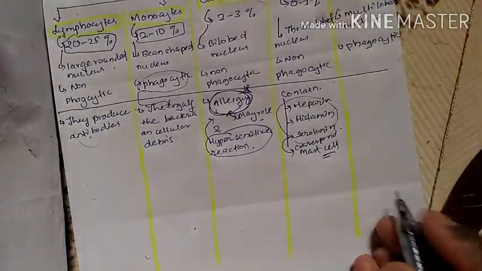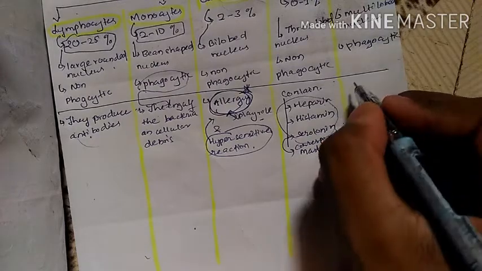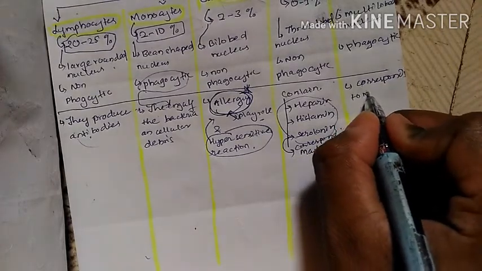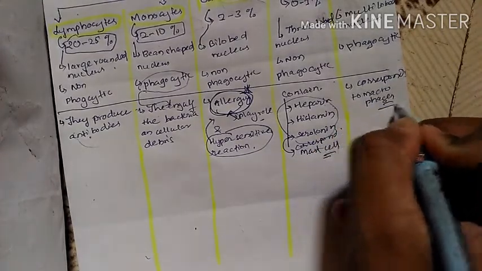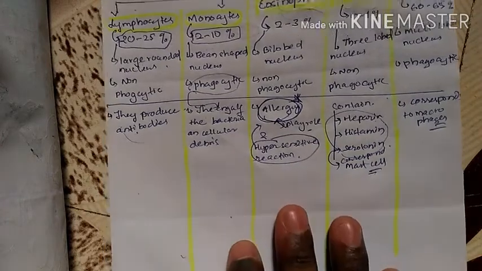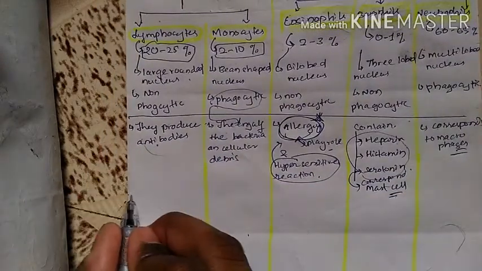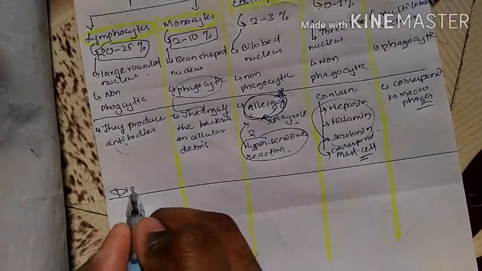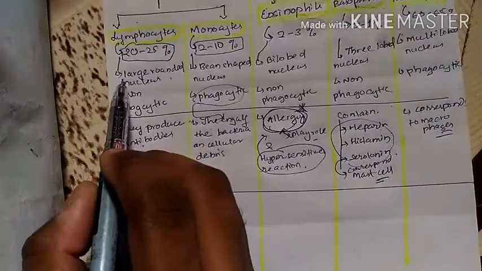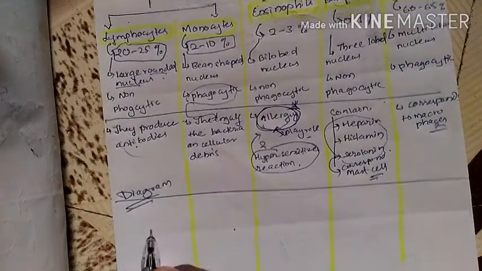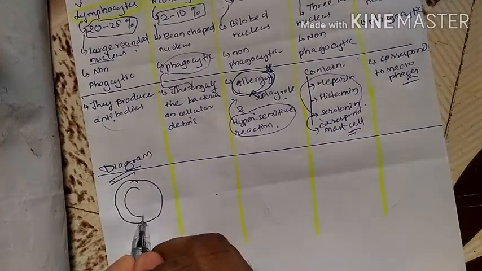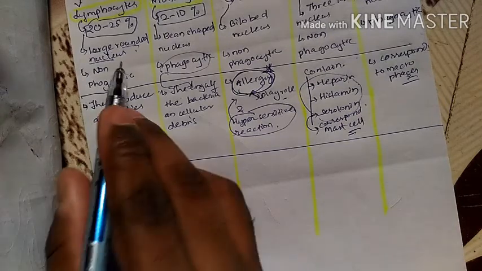Now we'll see neutrophils. These are phagocytic, and they also correspond to the macrophages. Now we'll see the diagrammatic view to make it easy to remember the shape of the nucleus, the type of lobes they have. The diagrammatic representation is important, and it will be easier for us to remember which type of cell is which. Lymphocytes have a large rounded nucleus, so we first make a circular cell and the large round nucleus.